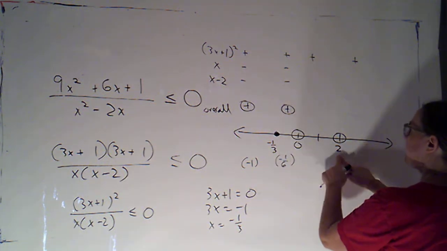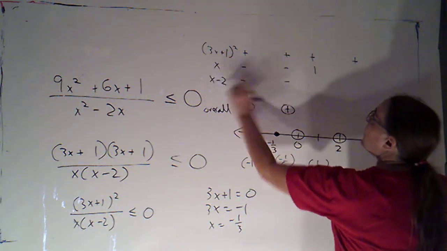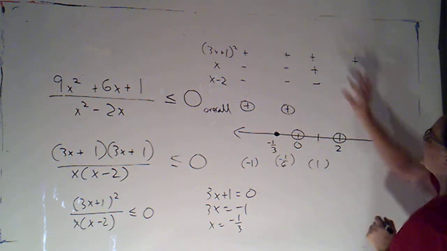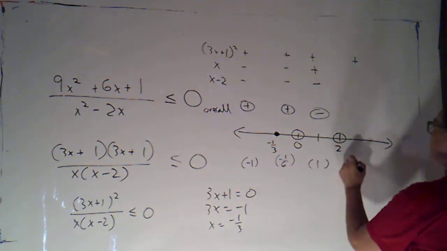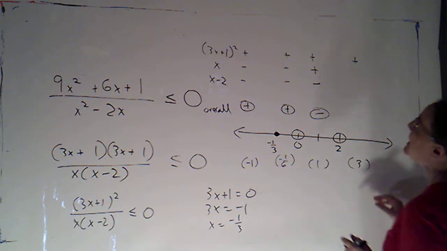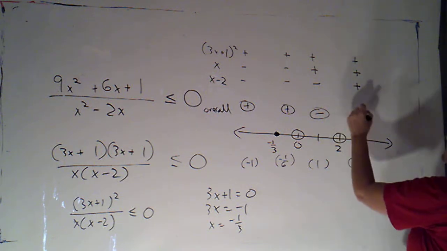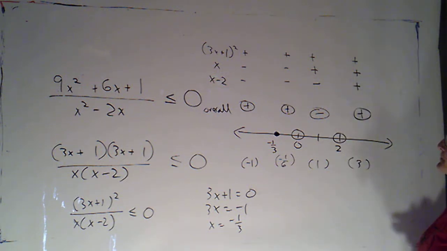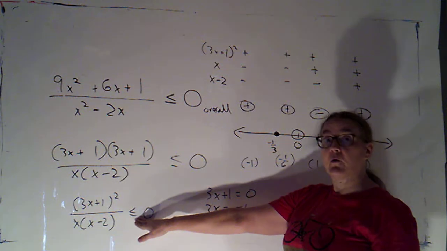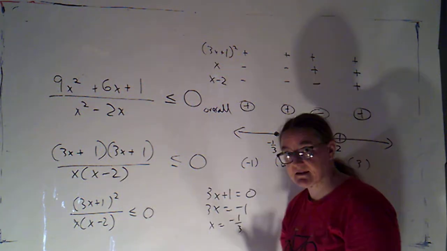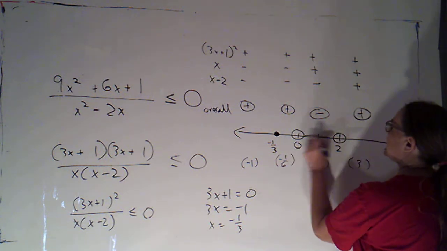Okay. And then between 0 and 2, let's try 1. x would be positive. 1 minus 2 would be negative. Two positives and a negative make the left side negative. And then to the right of 2, let's try 3. Okay. So x would be positive, and x minus 2, 3 minus 2, would also be positive. So we get something positive. So now I want to say, well, which intervals did I want? I was looking for where we were less than or equal to 0. If I want to be less than 0, I've already got where we're equal. If I want to be less than 0, that means negative. So I'm going to shade this right here.